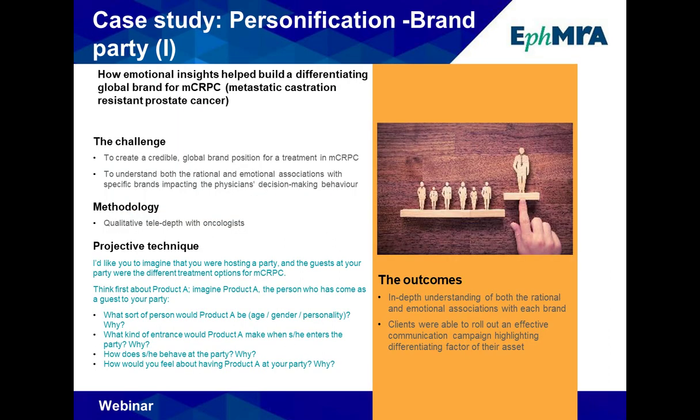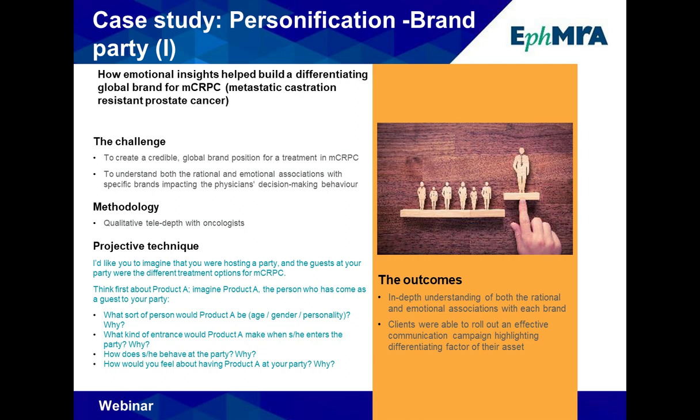The second case study here is around personification and a brand party. It's about how emotional insights helped build a differentiating global brand for metastatic castration-resistant prostate cancer. The challenge and the client objective was to create a credible global brand position for treatment in mCRPC, and to understand both the rational and the emotional association with specific brands impacting the physician's decision-making behavior. The methodology we used here was qualitative tele-depth interviews with oncologists.